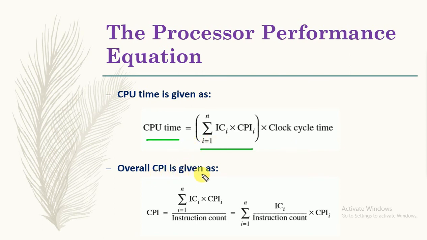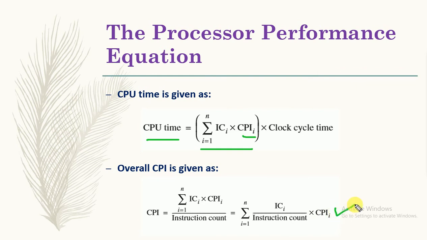Now the overall CPI can be given as instruction count into cycles per instruction divided by the total number of instructions. So for each instruction, how many times it is there, each instruction's cycles per instruction, relative to the total number of instructions available in the entire system, which is equivalent to the summation from i = 1 to n of instruction count divided by total instruction count, into CPI_i. The same thing is rewritten in this particular format.